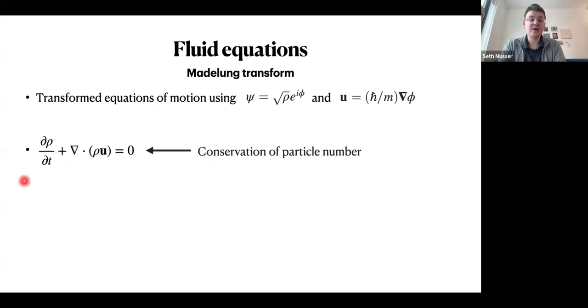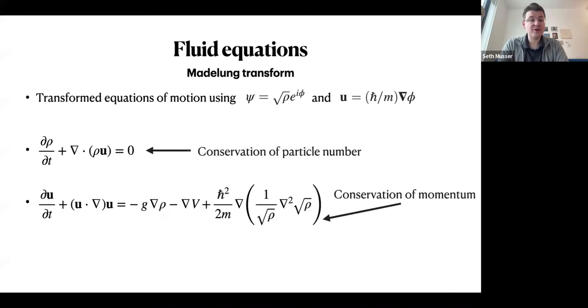The first equation we'll get is just the conservation of particle number. So for those of you who have seen fluid mechanics or fluid dynamics, this is the exact same as a conservation of mass equation of motion. And you can see now why I indicated this vector valued function u, because we can think of it as a velocity. It's entering this equation exactly the same way the velocity does.